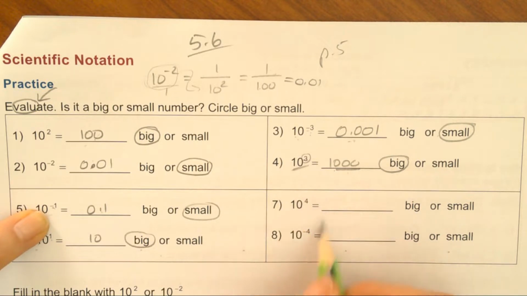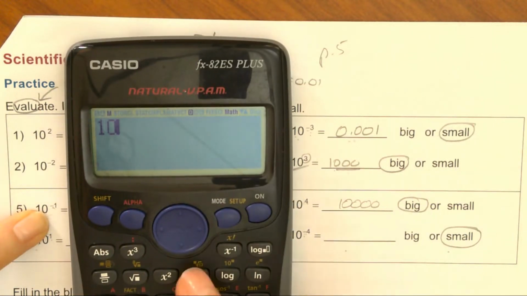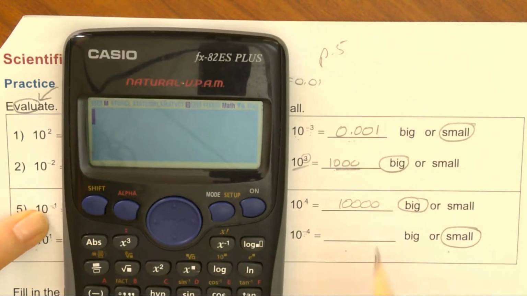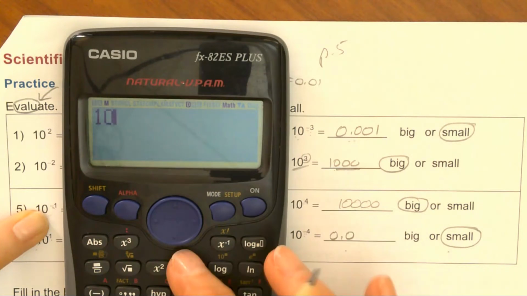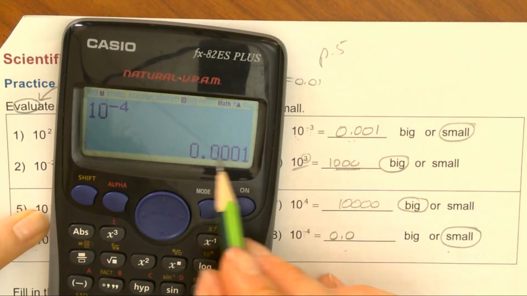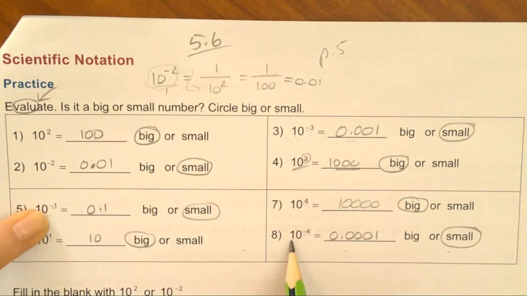So here with the 4s, which one is going to make a big number? The 4 or the negative 4? Yeah, the 4 is going to make a big number, and the negative 4 is going to make a small number. 10 to the 4, I'm going to guess it has 4 zeros. Let's check. 10 to the power of 4. Yep, 4 zeros. 10 to the negative 4. I know it's going to be 0.0. So if there's a 4, then there's 3 zeros after the point. So it makes a small number. So negative exponents on the 10 make a small number, and positive exponents make big numbers. We have to remember that.